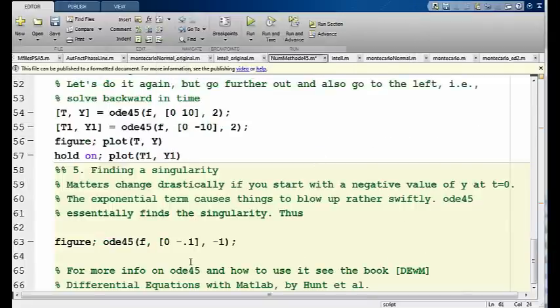Final comment is, for more information on ODE45 and how to use it, see the book, Differential Equations with MATLAB by Hunt et al.